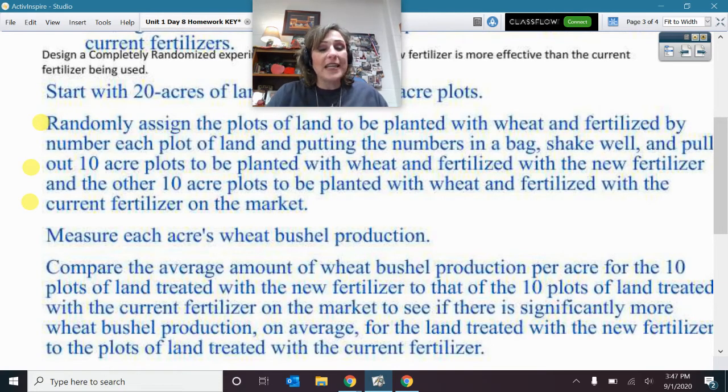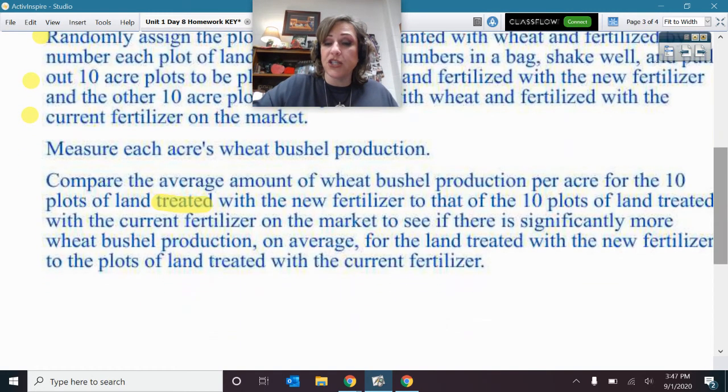Measure each acre's wheat bushel production. Then I'll take all the new fertilizer bushels, average that. Compare the average amount of the wheat bushel production for the 10 plots of land treated with the new fertilizer to that of the 10 plots of land treated with the current, to see if there is significantly more wheat bushel production on average for the land treated with the new fertilizer than that treated with the current fertilizer. All right, there are your three SRAP Me caps, with the T at the end, 2C.